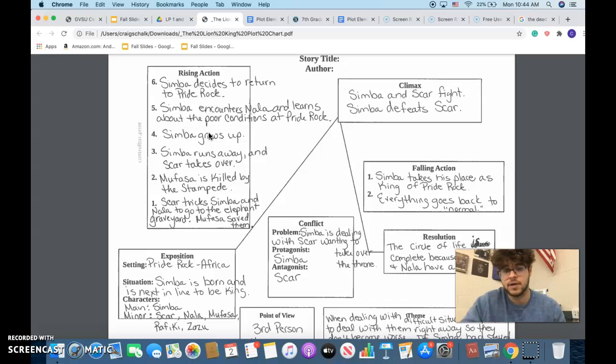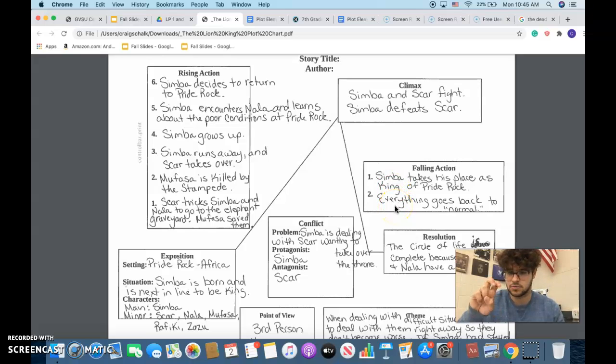And then there's the conflict, which, as you can see through the rising action, is that Simba is dealing with Scar wanting to take over the throne. Then the climax: Simba and Scar fight. Simba defeats Scar. And then everything starts to slowly reset, going back to normal. Simba takes his place as king of Pride Rock.